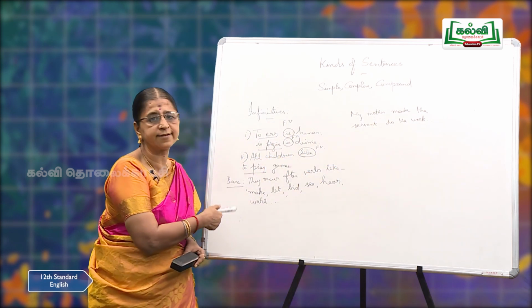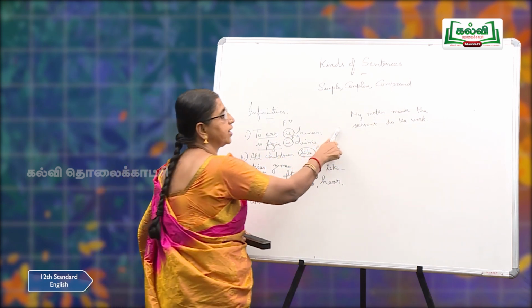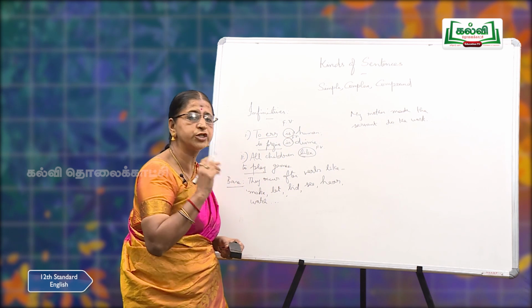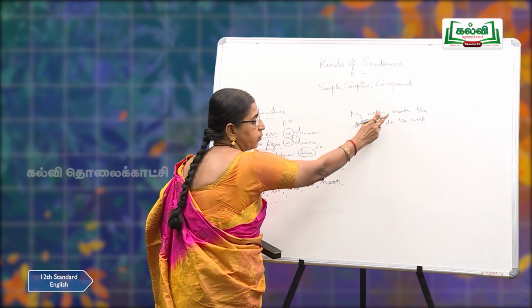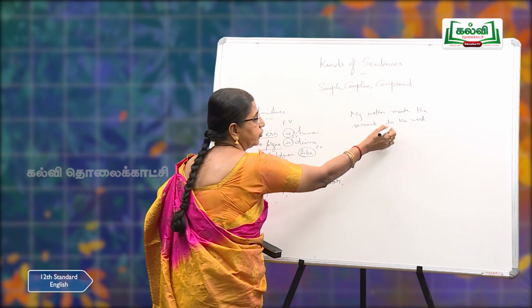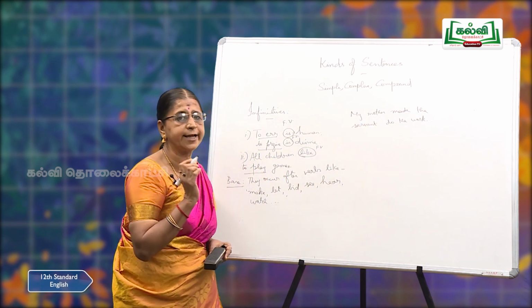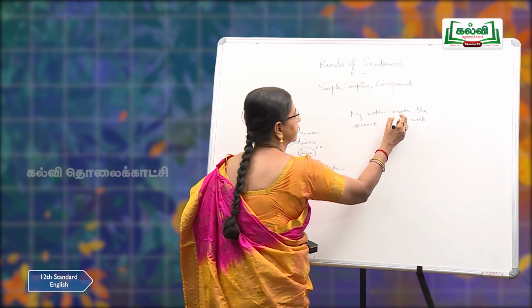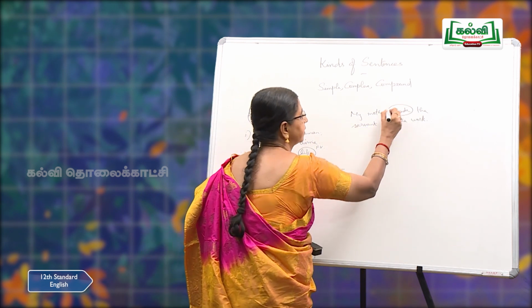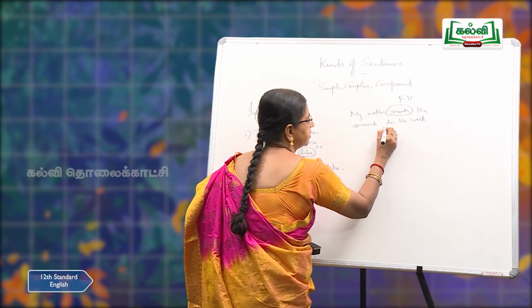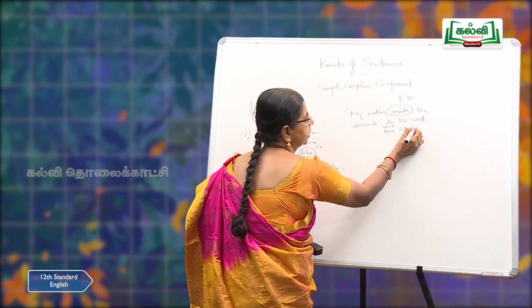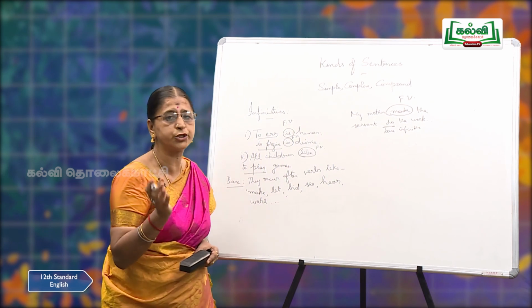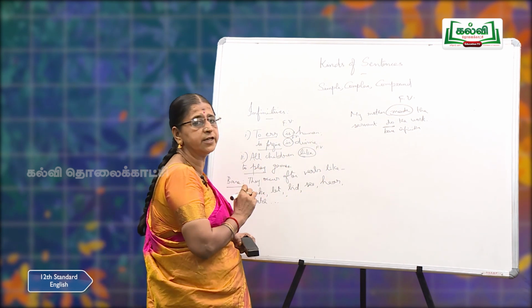So, mind you, you will get this under error spotting also. You should never say my mother made the servant to do the work. In the active voice, whenever you use the verb made, before this infinitival form you will not get to. My mother made the servant. I told you I am circling the finite verbs. This is the bare infinitive. What do you mean by bare infinitive? Infinitive without to. So, my mother made the servant do the work.